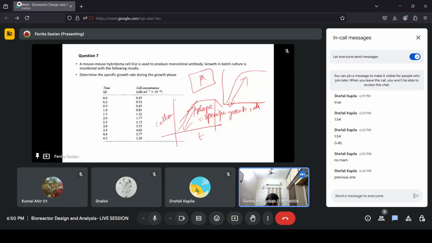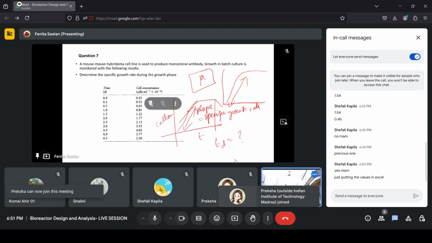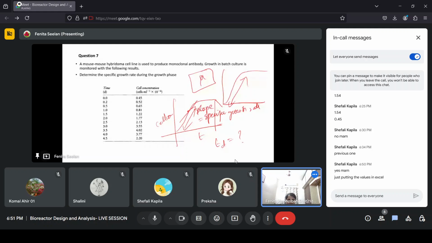Is anybody ready to solve the problem? Finding out exactly what the slope answer would be. If you know the specific growth rate from the slope, you can easily calculate the doubling time. Okay, I'll give you 5 minutes. Yes, okay, Shifali, I'm waiting for the answers. Take your time, and let me know the answers in the chat box.